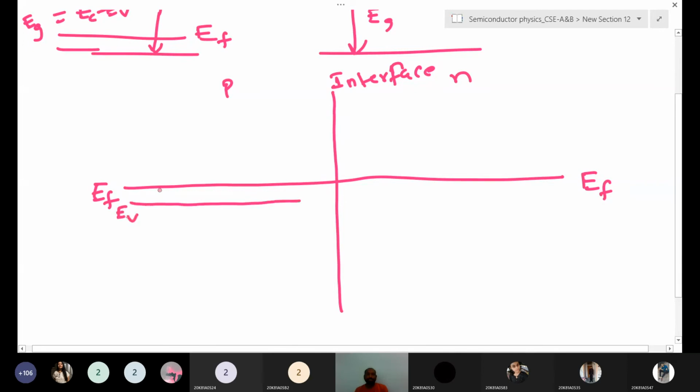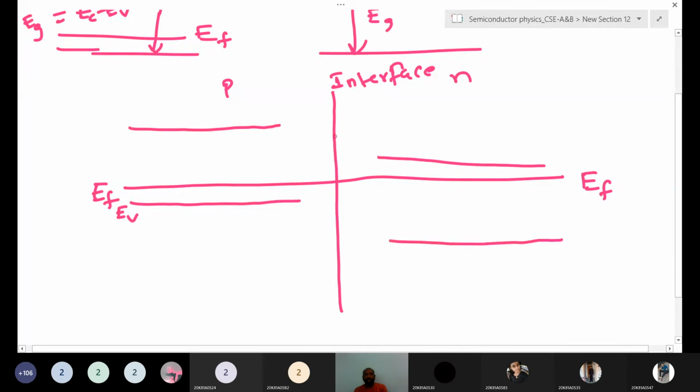Okay, so the conduction band is away from the Fermi level, right? Just draw it the same as it is. For an n type semiconductor, where does the Fermi level lie near to? Yeah, right, very good. So near the conduction band you draw it like this, and the valence band is away from the Fermi level.